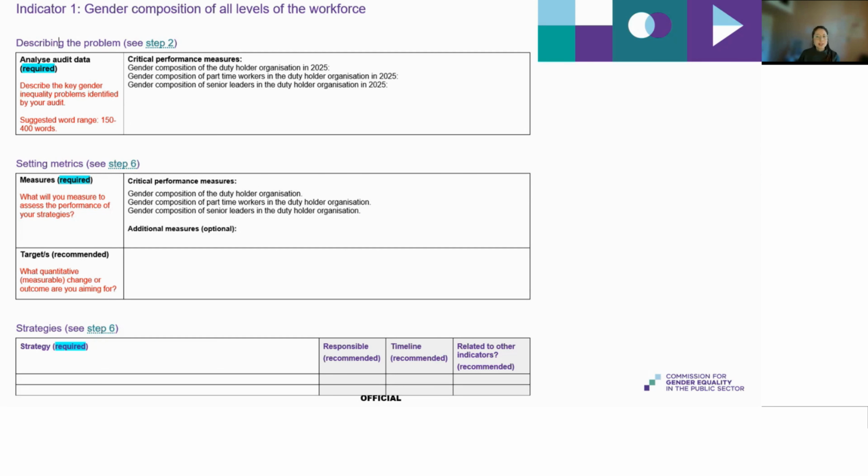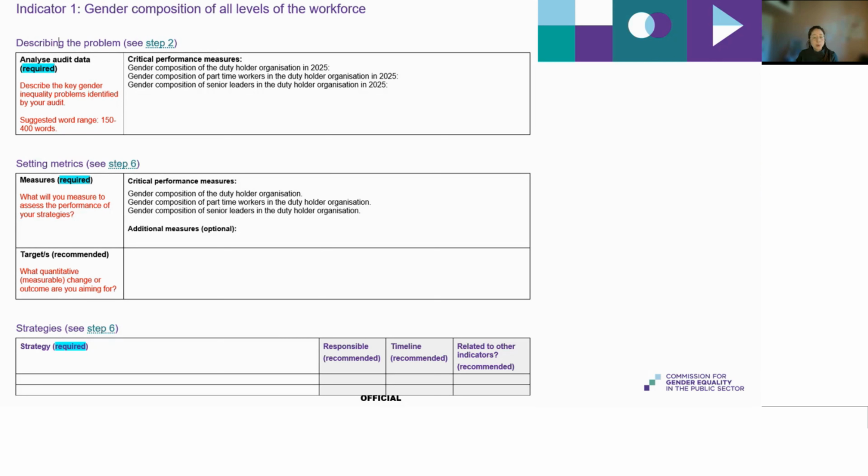So, the second part is setting metrics. This includes measures and targets. Measures are required and targets are recommended. The key difference between describing the problem and setting metrics is that the former is about analysing and understanding the issues now, while the latter is about how you will understand those issues and to improve those issues in the future.